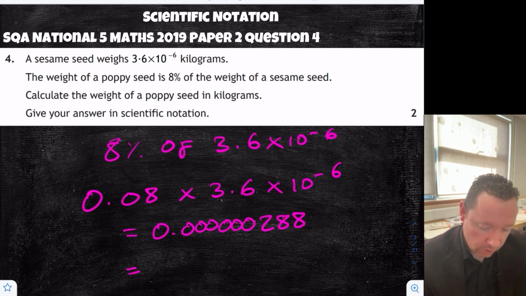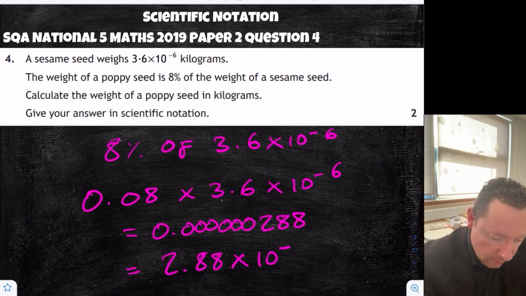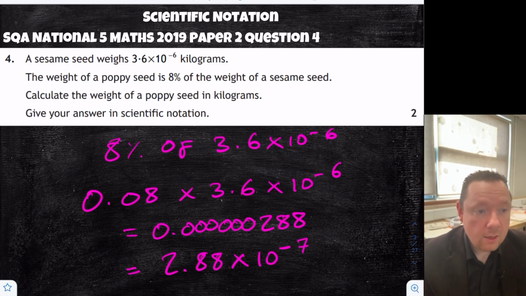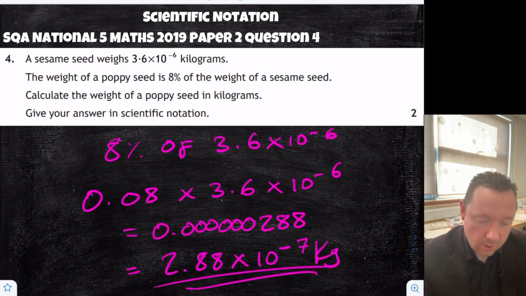So our first number is 2.88 times 10 to the power of minus, because it's a number which is less than 1. And to get that, we imagine our points here. So 1, 2, 3, 4, 5, 6, 7. Minus 7. And it's kilograms for our units. And we're done there.